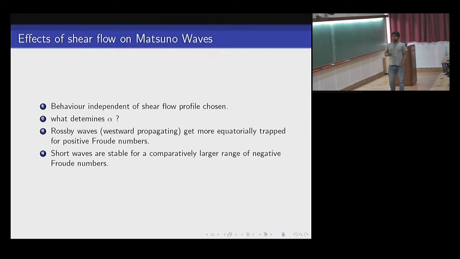And there were certain other observations. For example, the eigenfunction of the Rossby waves got more equatorially trapped, meaning it was more trapped towards the equator, in presence of a positive Froude number rather than a negative Froude number. And for example, the short waves are stable for the largest range of the Froude number.